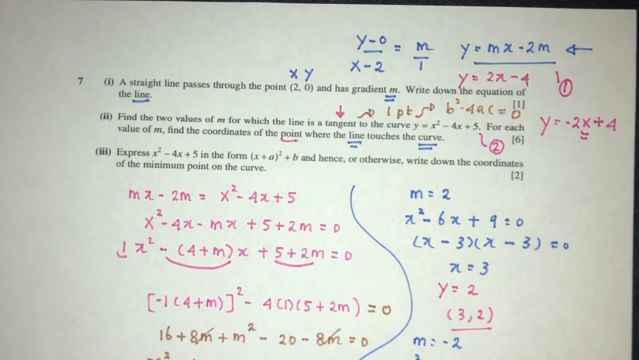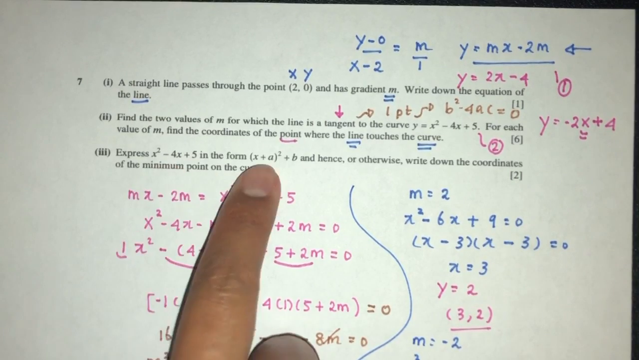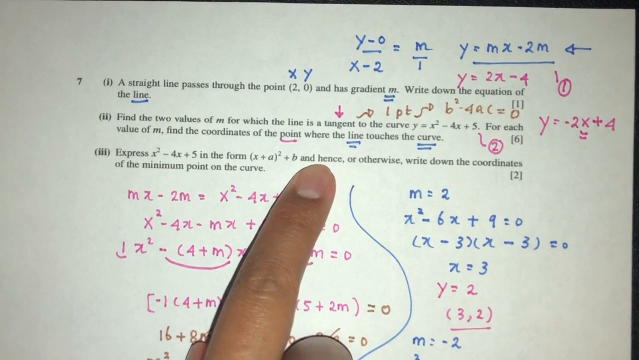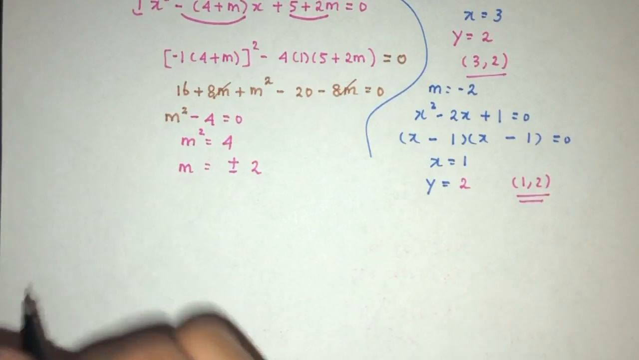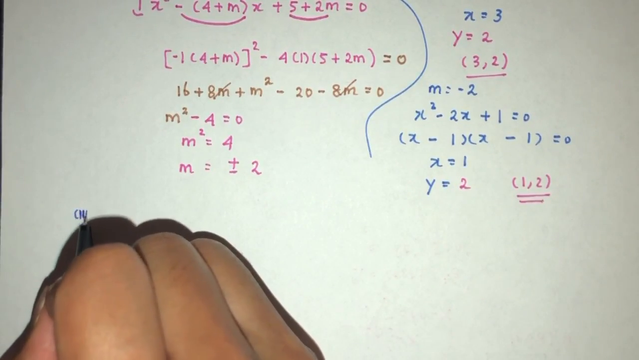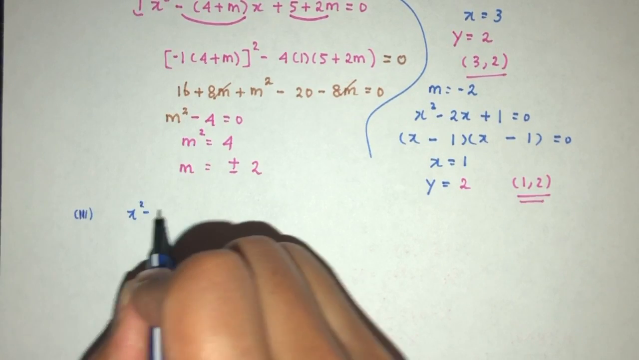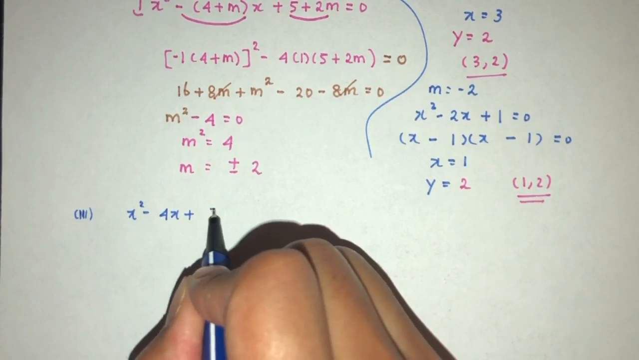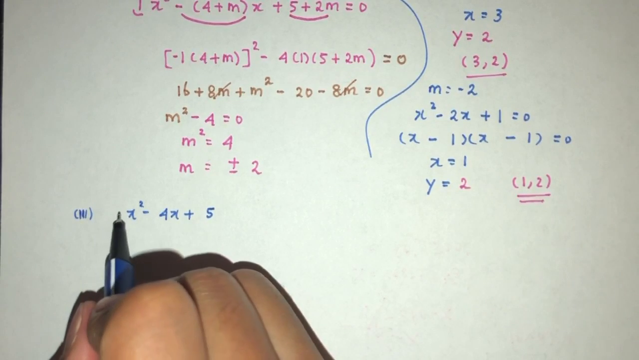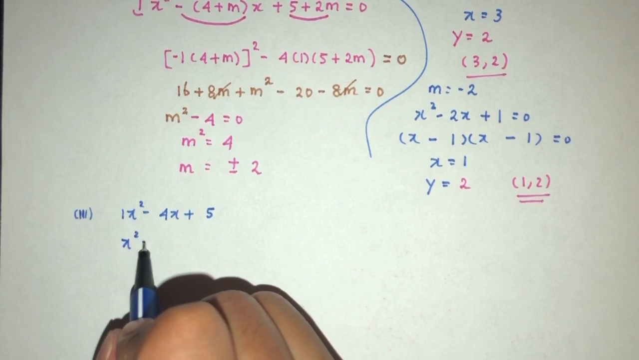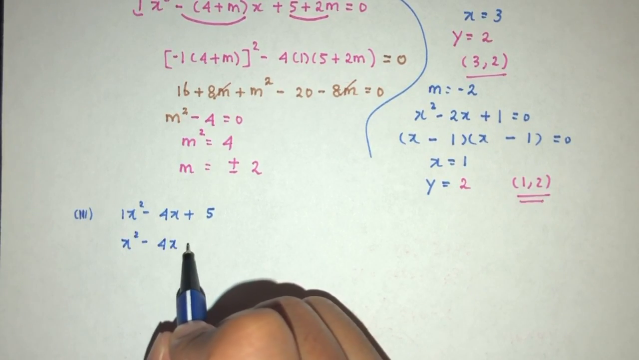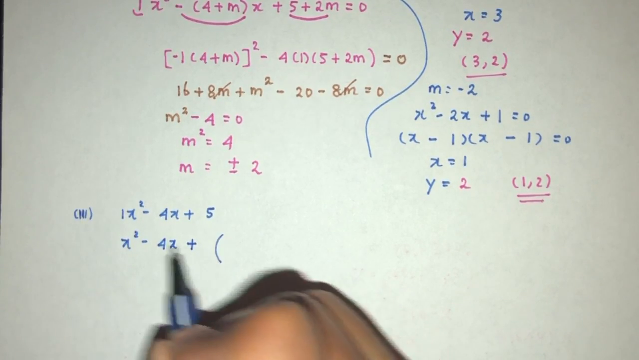Now for part 3, we have to express this in the form of this, and hence, otherwise, write down the coordinates of the minimum point. So pretty easy. We just have to complete the squares for this one. So here we have x squared minus 4x plus 5. Now because here we have 1, we can continue to the next step. That will be x squared, here we have minus 4x. Now here we have to add something. The value will be the 1 right here.